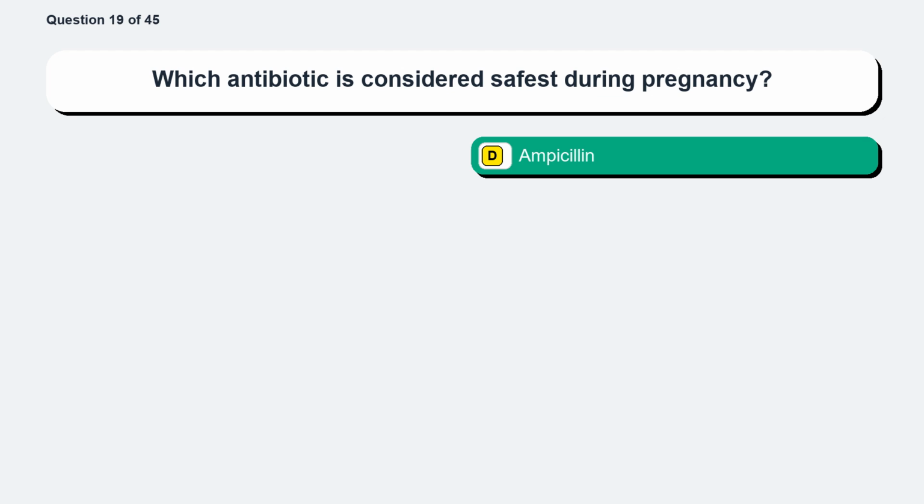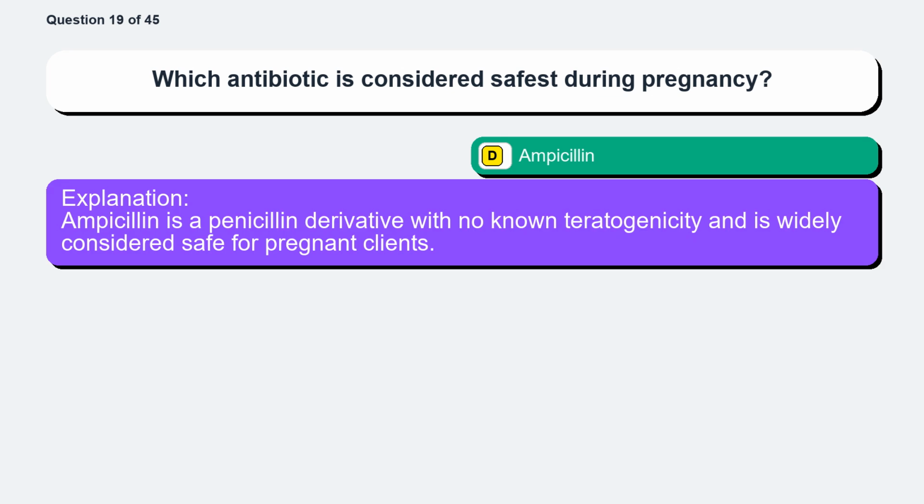The correct answer is option D, ampicillin. Ampicillin is a penicillin derivative with no known teratogenicity and is widely considered safe for pregnant clients.